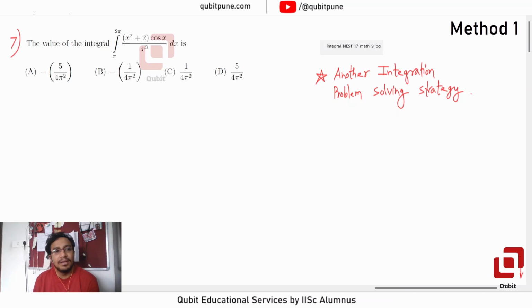is negative 5 upon 4 pi squared, negative 1 upon 4 pi squared, 1 upon 4 pi squared, or 5 upon 4 pi squared.